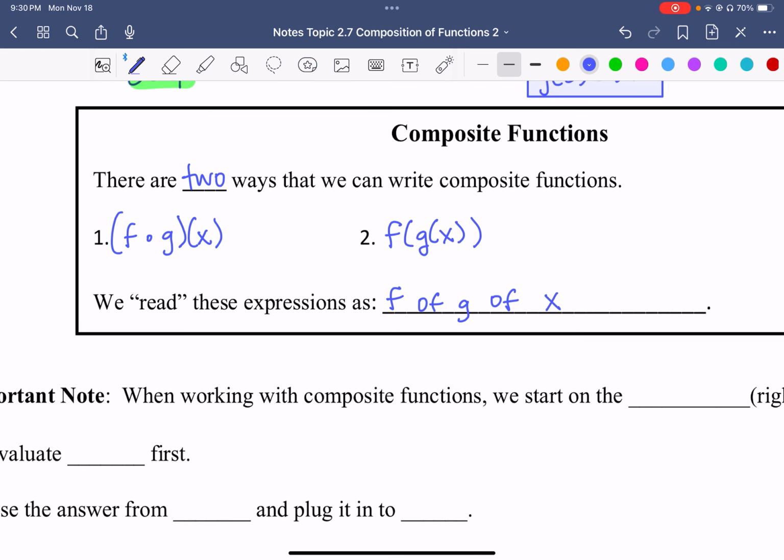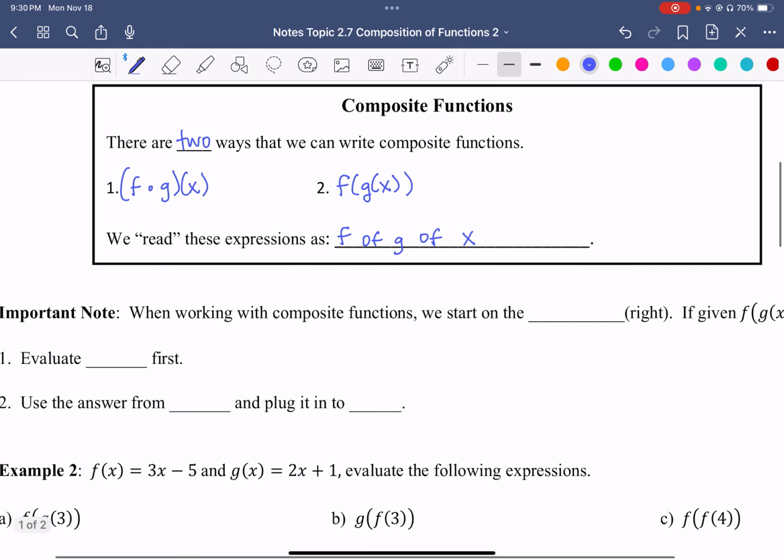Additionally, it's not always going to be in this order. I could do also g of f of x, or I can duplicate a letter. So I could do f of f of x. And it's not only two functions. I can compose 2 or 3 or 4 or 5 functions together. The limit does not exist of how many functions I can compose. So I can have f of g of h of x, or f of g of h of k of x. So I can do a bunch at the same time, okay?